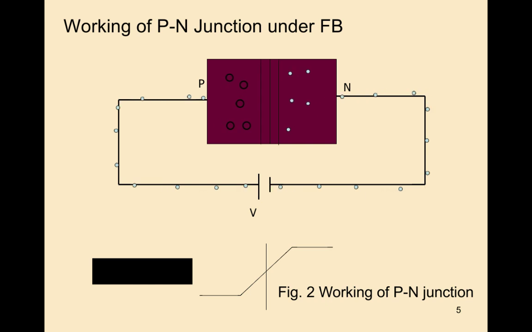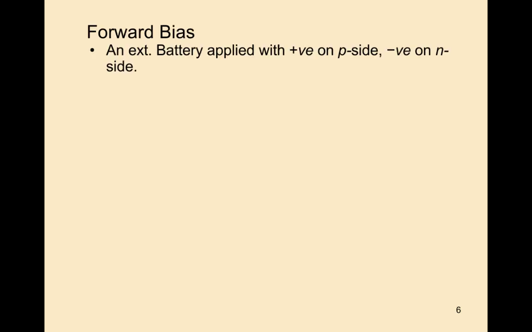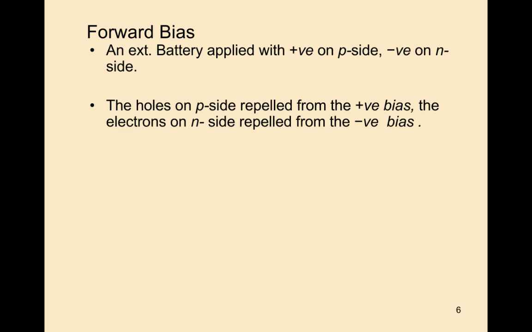Let's see the video of how the holes and electrons move, and how the electrons and holes repel each other. See here. When the diode is connected in forward bias, repulsion occurs and the potential barrier is reduced. Under forward bias connection, an external battery is applied with positive on the P side and negative on the N side. That means forward biasing is connecting the battery positive to the P side and the negative to the N side.